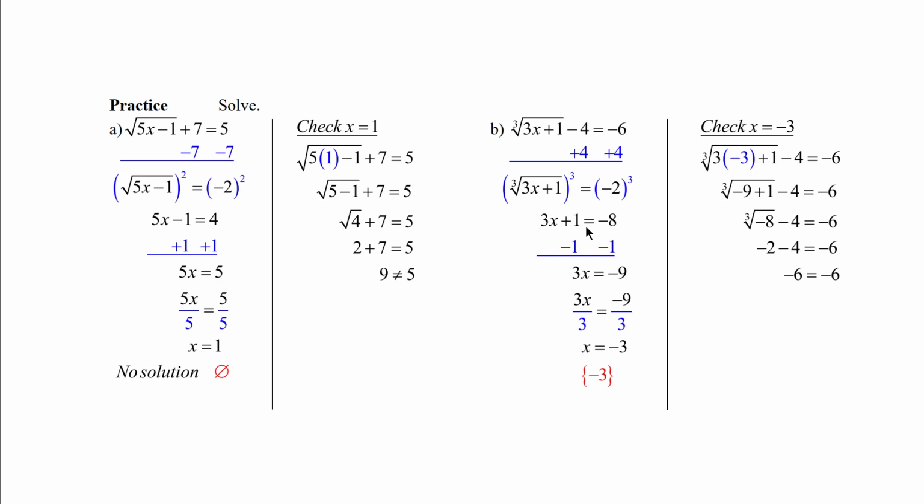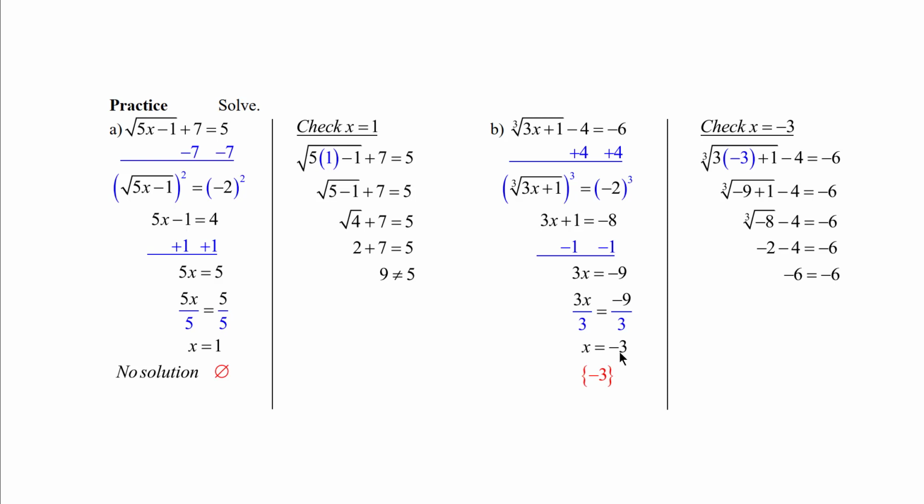Next, we solve for x by getting rid of the positive 1. We just subtract 1 from both sides of the equation. The result is 3x equals negative 9. Next, we get rid of the 3 by dividing both sides by 3. We have 3x divided by 3 equals negative 9 divided by 3. After simplifying the equation, we get the result is x equals negative 3.